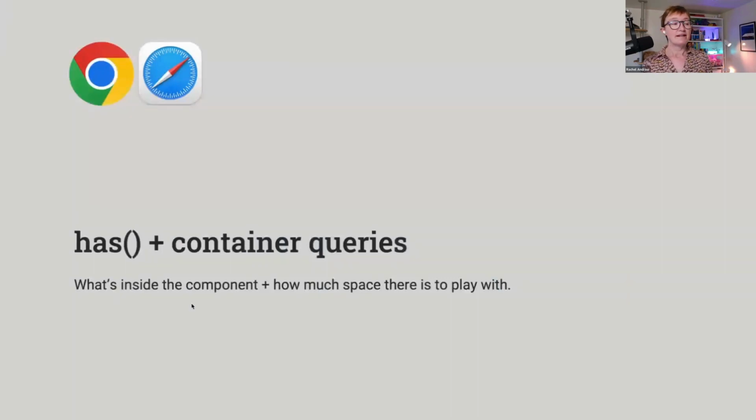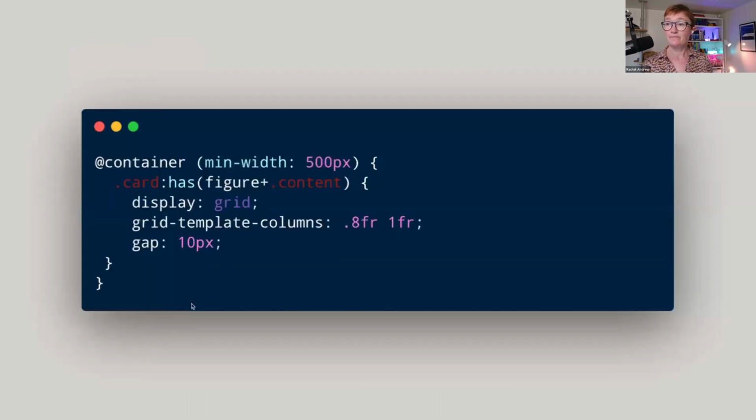So again, it gets really interesting when we combine these things, because both has and container queries were made for component-based design. By combining them, you have a way to know what's inside the component and how much space the component has to play with. So in this demo, I've got a card component, and that card might contain a few different things. It might contain a figure with a caption. It might contain some text. It might contain the figure and the text.